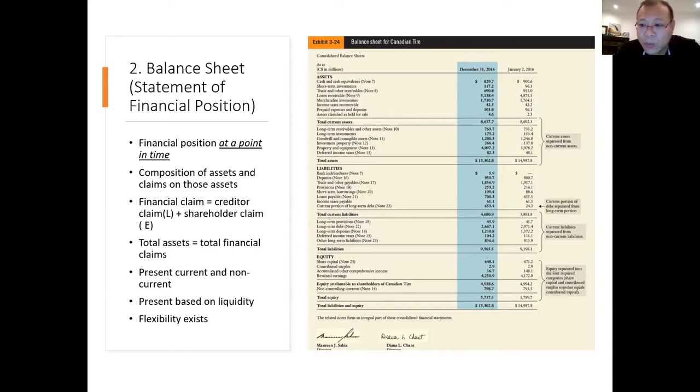You can see that we have to separate current assets from non-current assets. Cash, receivables, inventory, these are all current assets. Also prepaid expenses. These current assets have to be listed separately from the long-term assets. So you can see from here, long-term investment, goodwill, property and equipment, this is all long-term assets.